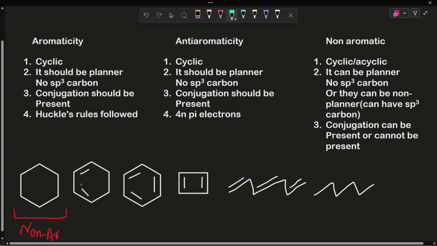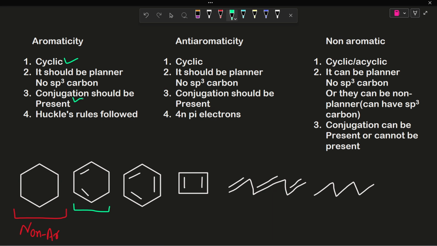This one. What about this molecule? It has cyclic structure. It also has conjugation, right? But let's not go to conjugation first. Let's apply the rule number 2 first. Does it have sp3 carbons? Yes, it has. This one is sp3 carbon. Also this one is sp3. Though this one is sp2 and this one is sp2. These four, they are sp2 actually.